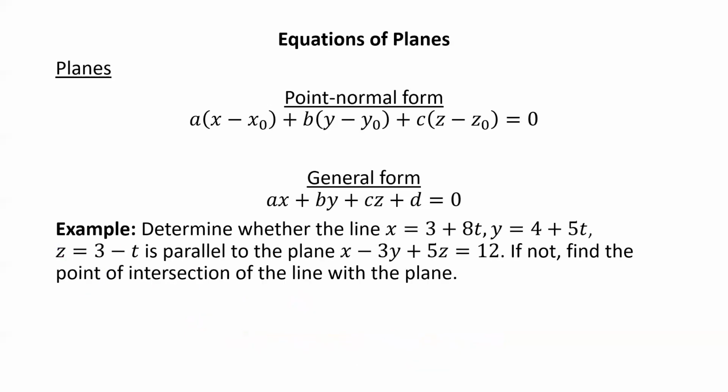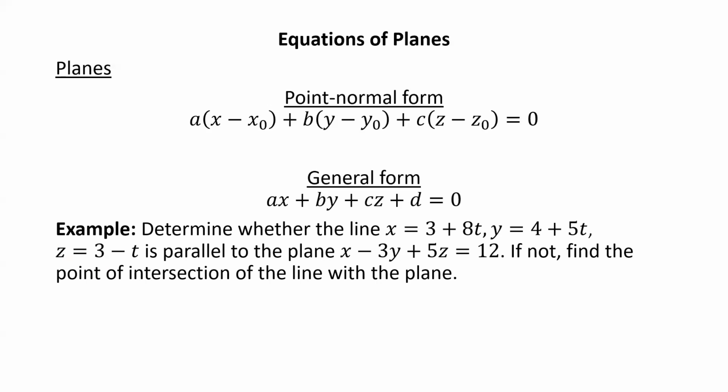Okay, another example. Again, pause the video and try this yourself, and then resume the video and check your answer with mine. Determine whether the line x = 3 + 8t, y = 4 + 5t, z = 3 - t is parallel to the plane x - 3y + 5z = 12. If not, find the point of intersection of the line with the plane.